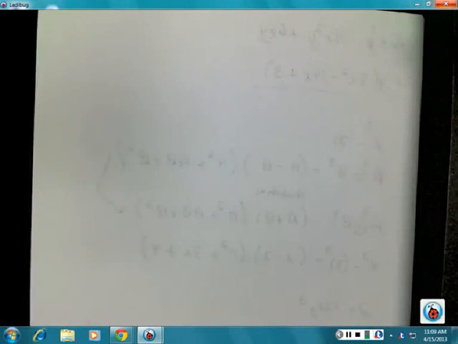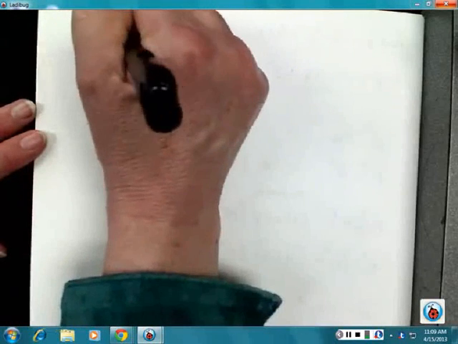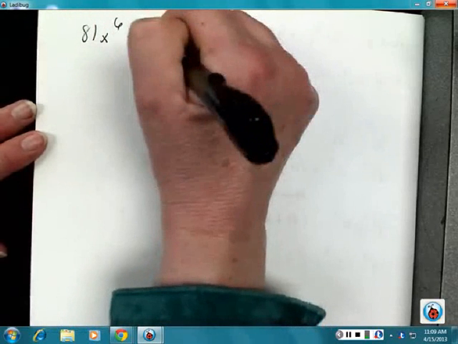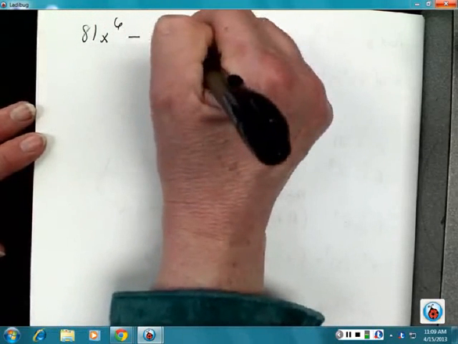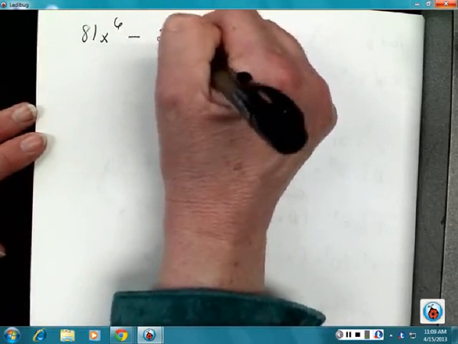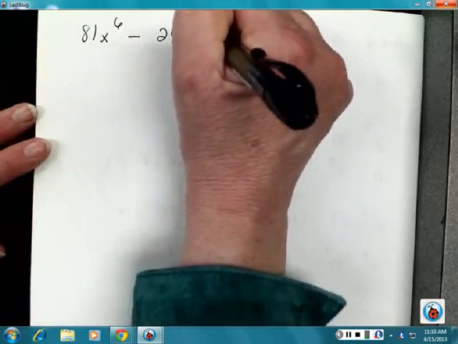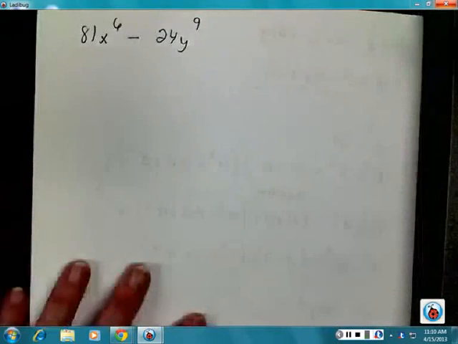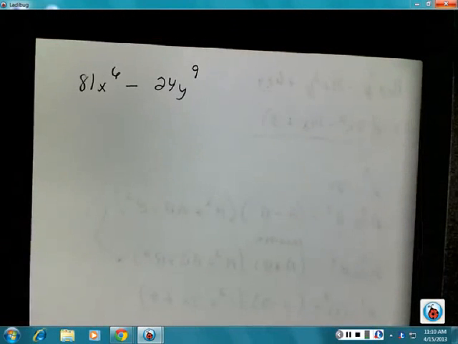How about something with a different exponent? We've been having cubes in here. Let's see if we can do something like 81x to the 6th minus 24y to the 9th. Let's see what happens with that one.